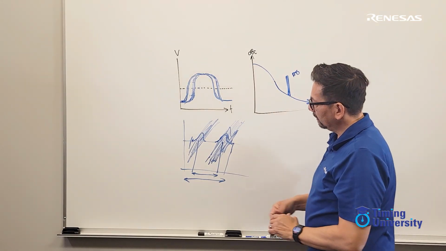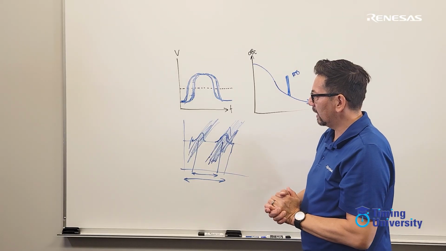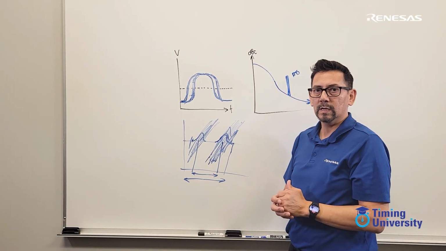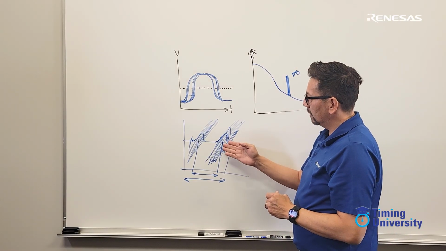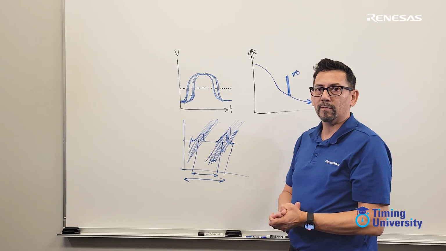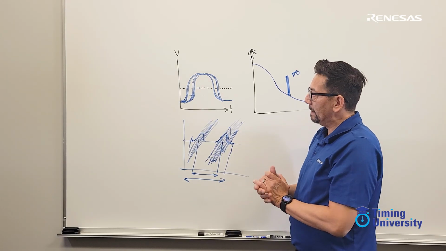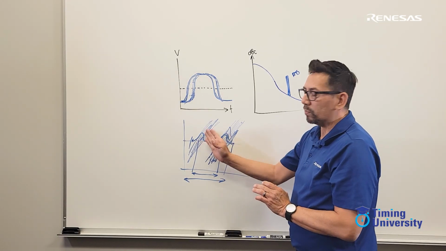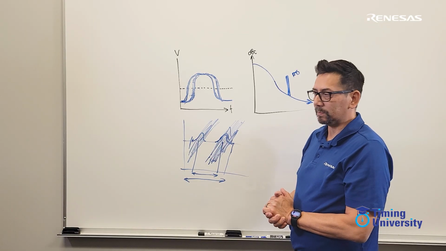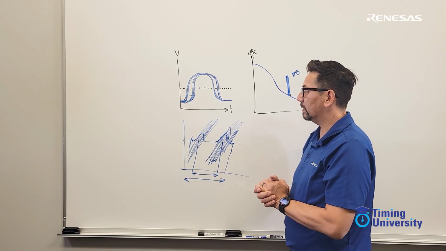Now, the random jitter is inherent to the design. It's part of the technology. It can be due to your input reference as well. And there's not really much you can do to improve or change the random jitter. That's probably one of the main specs of the device.